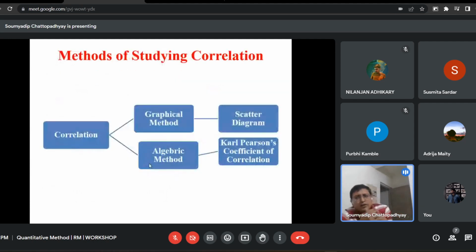Regression analysis is again a very huge area, so that's a different literature altogether. Let me just concentrate on the methods of studying correlation. While studying correlation, there are two methods. One is the graphical method, which is done with the help of a scatter diagram, and the other is the algebraic method. For the algebraic method, we use Karl Pearson's coefficient of correlation. Now let me explain these two methods.